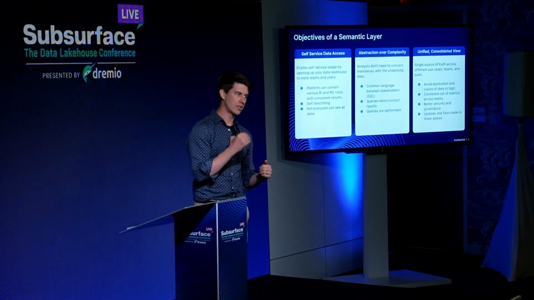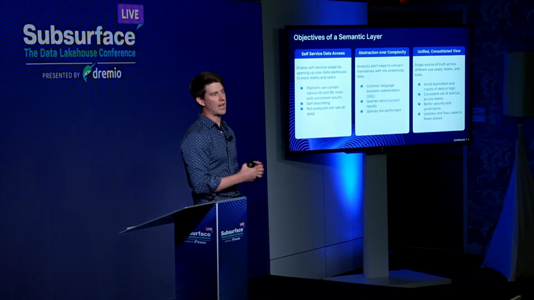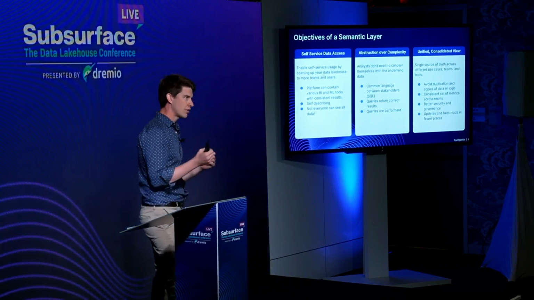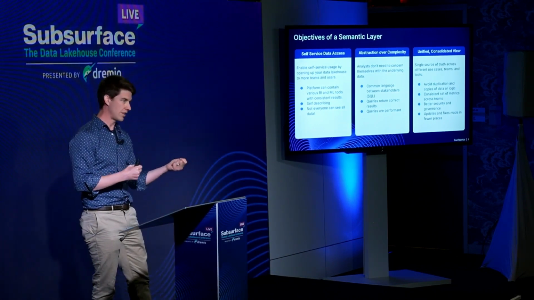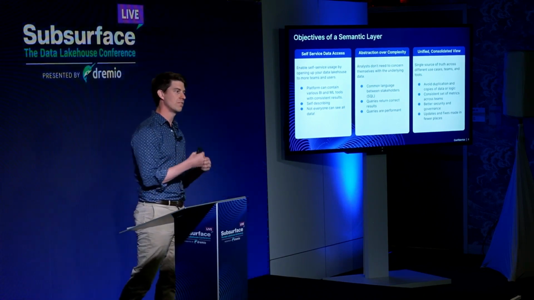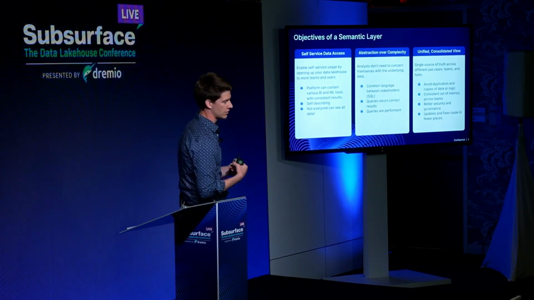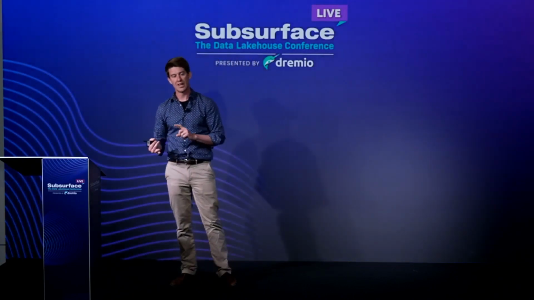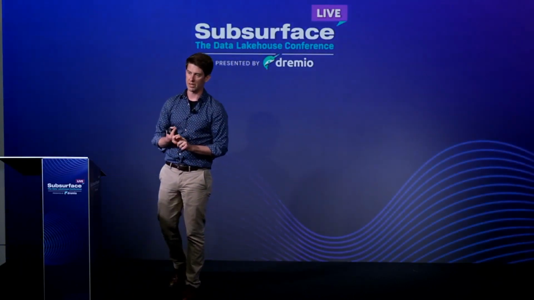It also helps keep definitions in one place, right? You have a consistent set of metrics or views that everyone is using. So you don't have these communication problems about, oh, I meant customer was this, and you meant customer was that, and now we're all confused. You've defined that in one place, and you have agreement on what these definitions are. And then finally, in the inevitability that you need to restate something, you only have to restate it once, and change management is much easier. So those, in my opinion, are the three objectives of a semantic layer. Right? Self-service data access, abstract over complexity, and a unified consolidated view of your data.